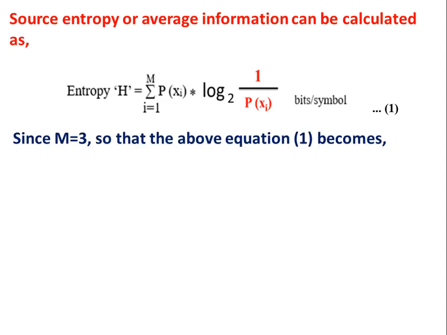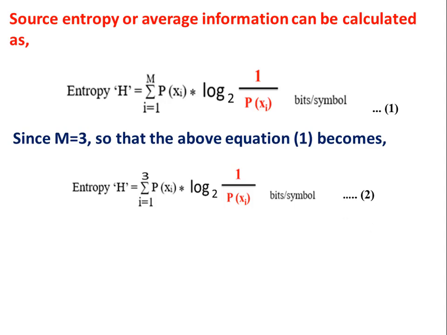We know that in the given problem, the number of symbols generated by the information source is equal to 3. So consider m as 3 and substitute that value in the above equation, so that entropy H can be expressed as H is equal to summation i varying from 1 to 3 of P of x of i into log of 1 by P of x of i to the base 2 bits per symbol. Consider this as equation number 2.